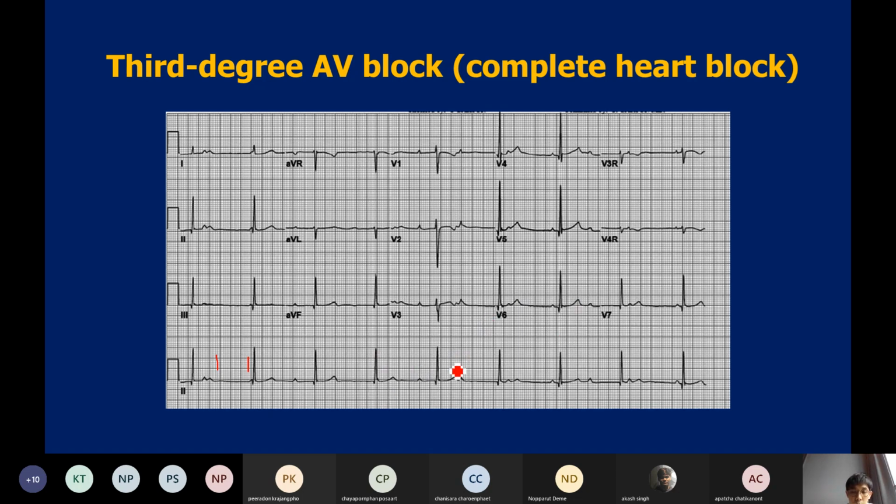You cannot see a constant PR interval. You see here, the PR interval is not the same across the whole page of the ECG. There is no constant PR interval, so you know that there is no connection between the atrium and ventricle. So this is called third degree AV block, or the complete heart block, the most severe form of the heart block.